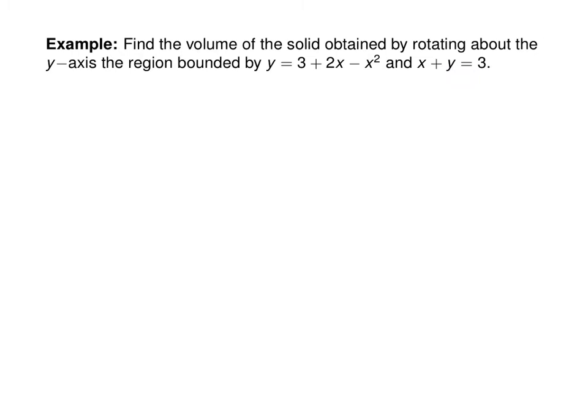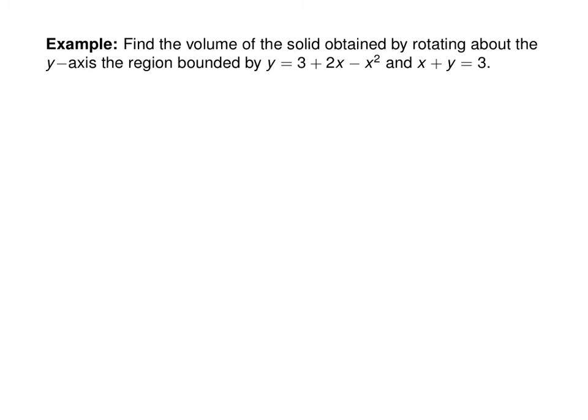In this example, we will rotate a region between two curves about an axis. So we are going to find the volume of the solid obtained when we rotate the region bounded by 3 plus 2x minus x squared and x plus y equals 3 about the y-axis.